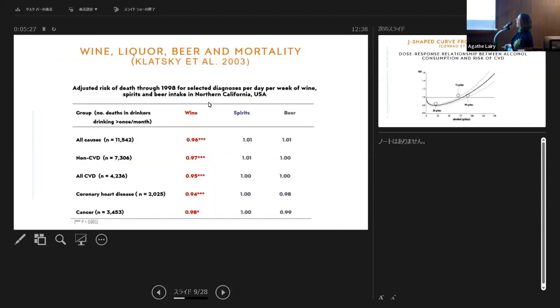This is one of Arthur's papers from 1998. Excuse me for being so familiar and calling him Arthur, but I considered him a friend. He looked at wine, spirits, and beer, and the number of deaths among those drinking more than once per month, which is important because that's where pattern comes in. For all causes, he saw that wine consumers had a much more reduced risk compared to spirit and beer drinkers. The same for cardiovascular and non-cardiovascular diseases, all cardiovascular diseases, coronary heart disease, and cancer. But yes, for all causes, most definitely, it was the wine drinkers.